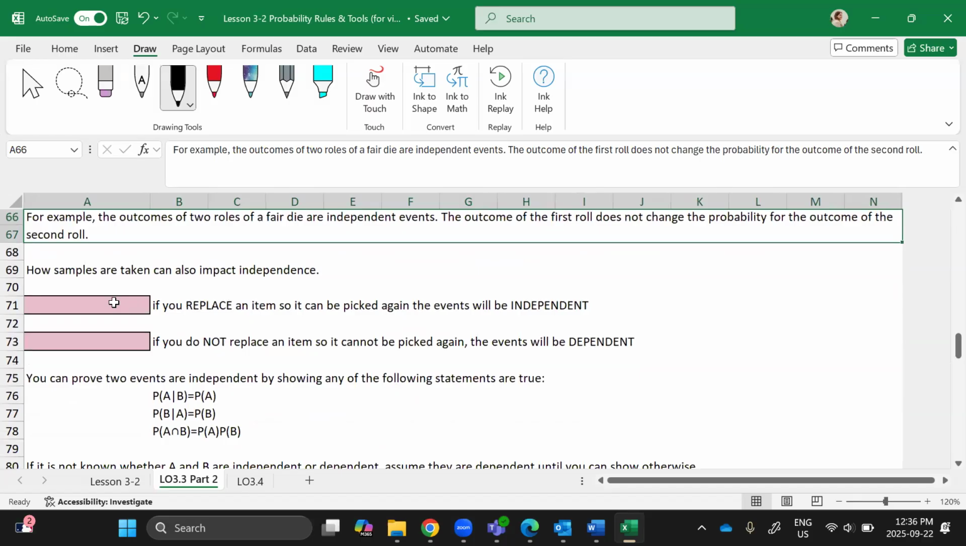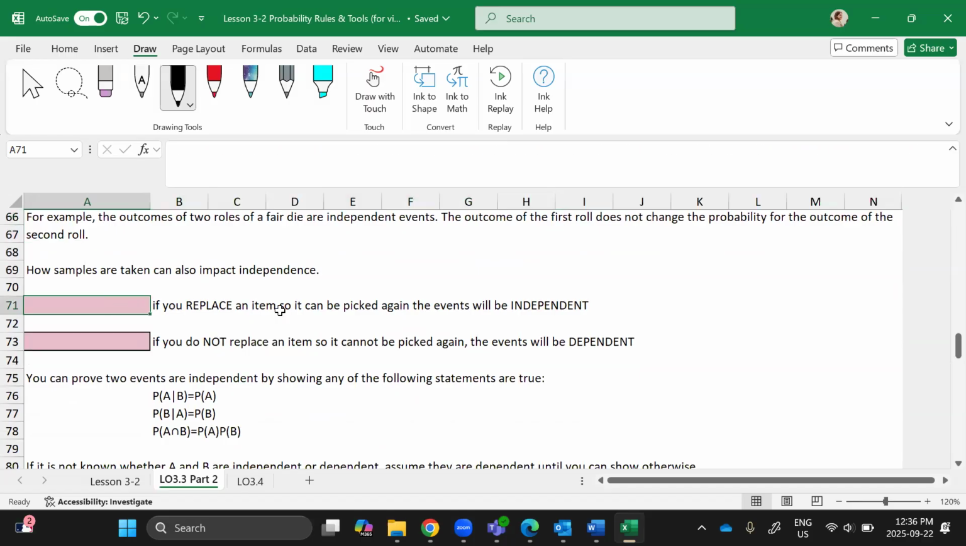One thing that does influence independence is if you sample with or without replacement. With replacement means that you replace an item. Think about picking names out of a hat. If you pick the name and then you put it back in, then your events will be independent. The reason for that is if you put the name in, you reset the hat so it's the exact same with every single pick you do.